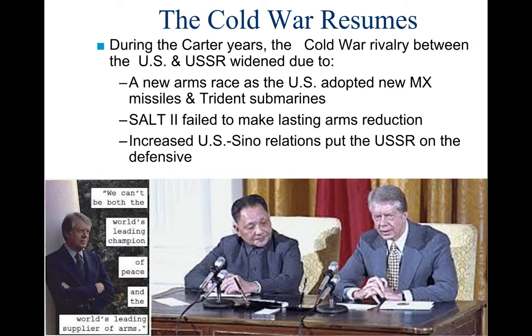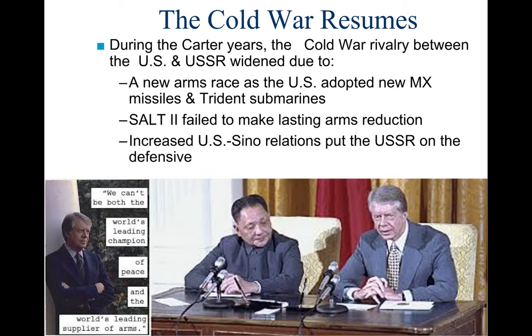So we're also going to see that there's going to be a little bit of a new arms race proliferating. The U.S. adopts new forms of missiles called MX missiles, and it also starts creating Trident submarines. We'll see images of those in just a second. As we already know, in 1979, the SALT II treaty fails to be ratified. And this is largely in response to the Soviet Union invading Afghanistan.